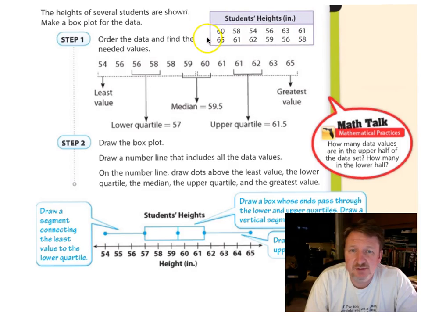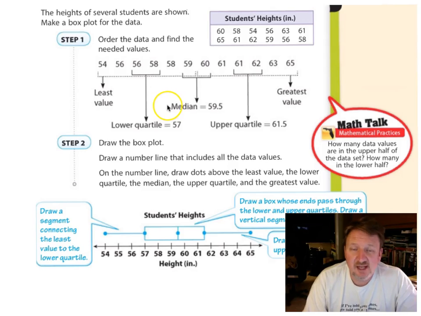So here are the heights of the students right here. You have 60, 58, 54, and so on, all of the data. The first thing you want to do when you're making a box plot is order the data and find the needed values. And I told you there were 5 values that you had to find. Once you get them in order, in this case we're starting with 54 and we're ending with 65. I have the lower data right there, that's the least value, and then there is the greatest value. So those are the 2 values that you need. That gives you the first 2.